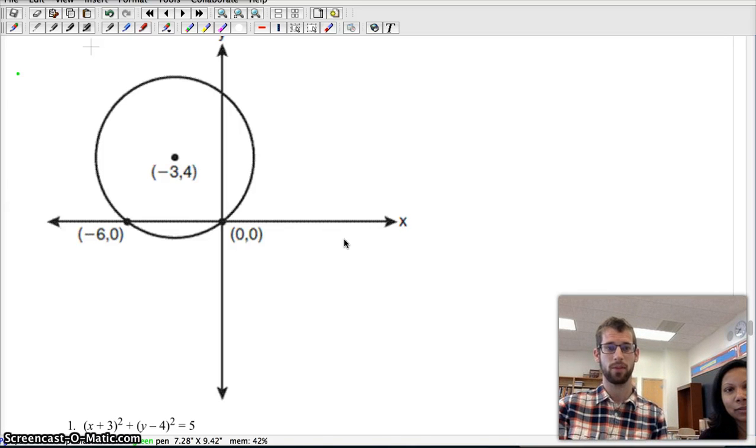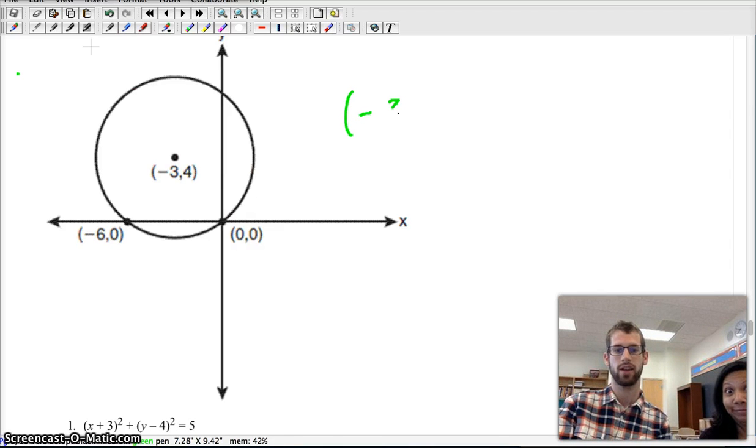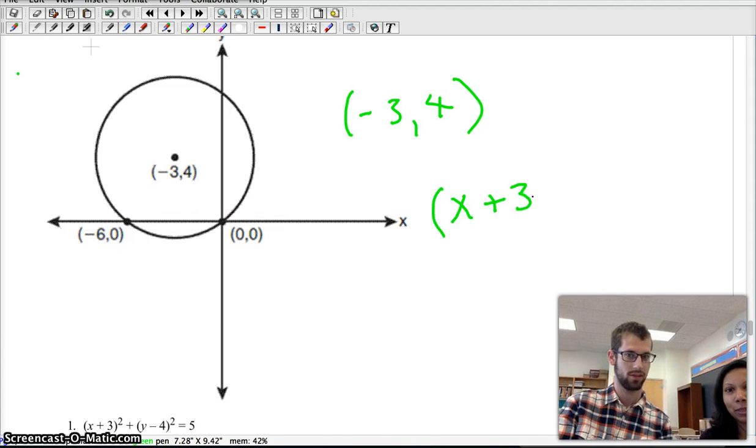This problem, number 15, is asking us to find the equation of the circle. First thing we need is to know the center. So that is -3, 4. And we have to take those coordinates. And what do we have to do with each of those, Ms. Varghese? We have to put it into the formula, and we need to flip the signs of both of those. Exactly.